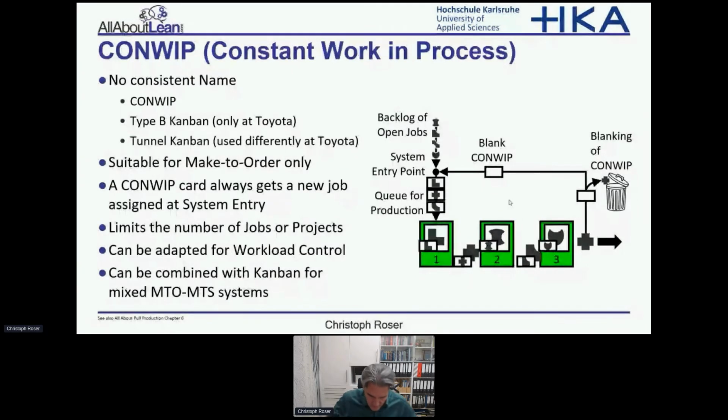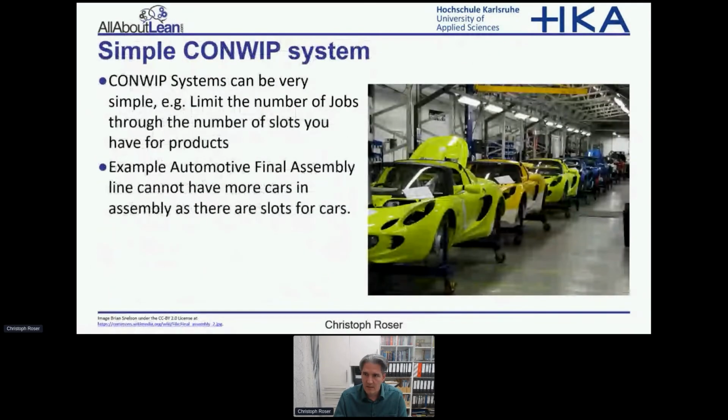But back to CONWIP once more. Here I've made it with cards, but it does not necessarily have to be cards. And many companies have something very similar to a CONWIP system without even realizing that it is a pull system. I have one example here. That's an assembly line of a sports car maker. I think Lotus Elise or something. It's out of my price range. Besides, I'm not a car geek either.